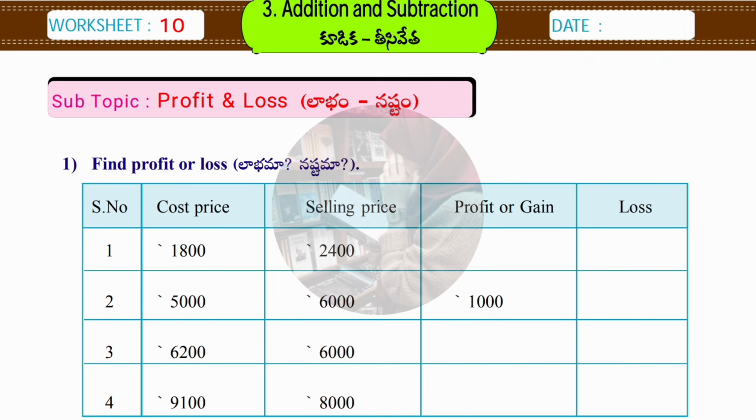Then we have to tell whether there is a profit or loss. If it is a profit, how much profit we get. If it is a loss, how much loss we get. That we have to fill in these blanks.